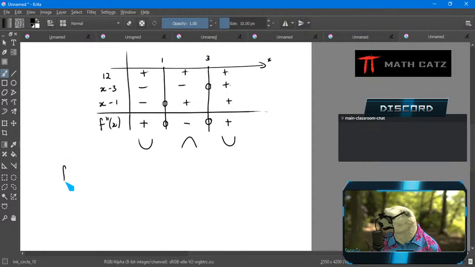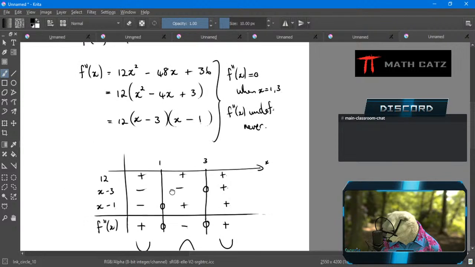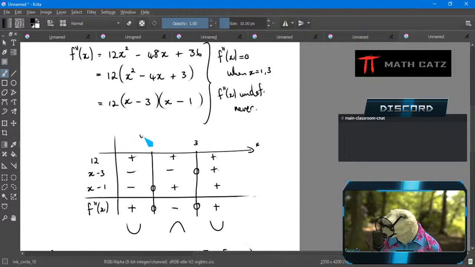Let's write our sentences. Now, of course, we are still trying to make statements about the original function. F is concave up on negative infinity to 1, as well as 3 to infinity. Same rules for including the endpoints because I have a polynomial. It's defined for all x values, which means I have y values here.